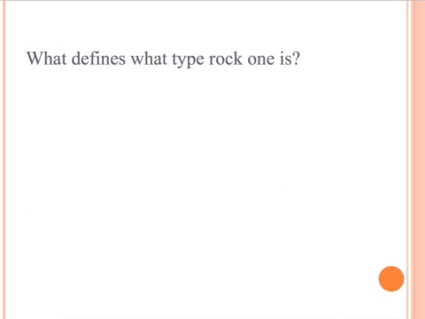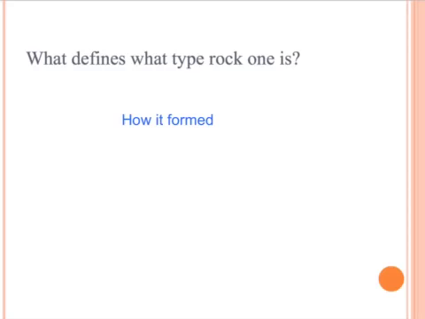What defines what type a rock is? In other words, what makes an igneous rock versus a metamorphic versus a sedimentary? Take a moment and think about it. The answer is how it formed.